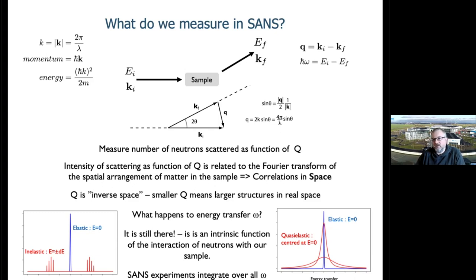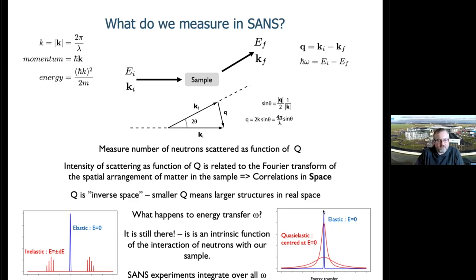But this morning I said that we could also measure the variation as a function of omega, which is the energy transfer. So what's happened to that in a small angle scattering experiment? Sort of conceptualizing it, when I gave the explanation of scattering from a single nucleus, I worried only about elastic scattering and completely ignored any energy transfer. Of course, in the real world, the atoms and molecules and neutrons that we fire at them don't ignore inelastic scattering or quasi-elastic scattering. And so that still happens. But fundamentally, what we're doing in a small angle scattering experiment is we're essentially integrating over all energy transfers. So rather than doing an elastic measurement, what we're actually doing is we are integrating over all of the inelasticity.